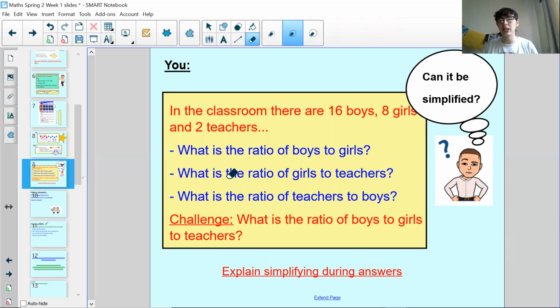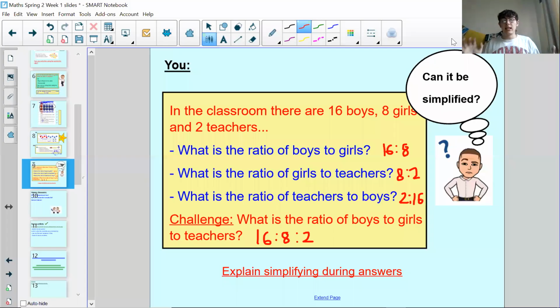And then your challenge is what is the ratio of boys to girls to teachers, okay? So that's one of your triple ratios where you're using 3 different values, okay? And then I've got as well, this can be a little bit of an extra challenge, is can it be simplified, okay? So have a think. Can you divide both sides by the same number to make it simpler? Okay, so give the screen a pause, have a go at this ratio question, and then I'll come back to you with the answers. Okay, year 6, well done.